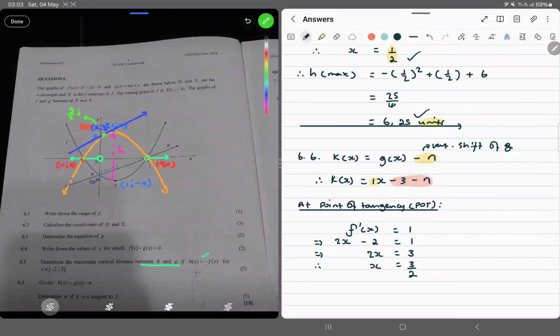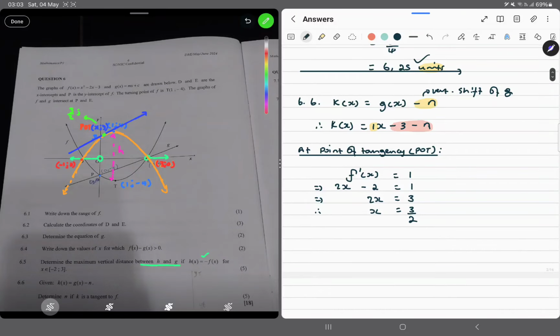Okay, to find the corresponding y value, we substitute this into f. So we can say f of 3 over 2 is equal to 3 over 2 squared minus 2 into 3 over 2 minus 3. What is that? So we've got 3 over 2 squared minus 2 into 3 over 2 minus 3.